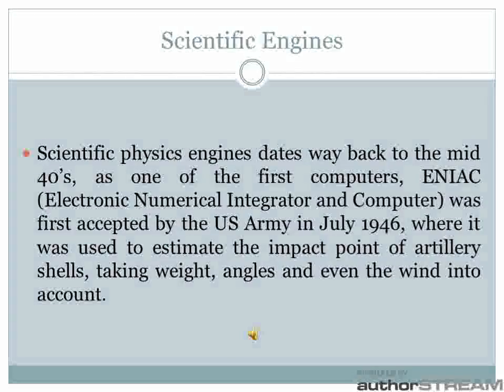There are two main types of physics engines. The first one would be the scientific engine, and they're the oldest version of physics engines around. They date back to the mid-40s as one of the first computers, the ENIAC, or the Electronic Numerical Integrator and Computer, was first accepted by the Army in July 1946, and it was used to estimate artillery strike points, and it could take into account variables like weight and angles and even the wind strength at the point.